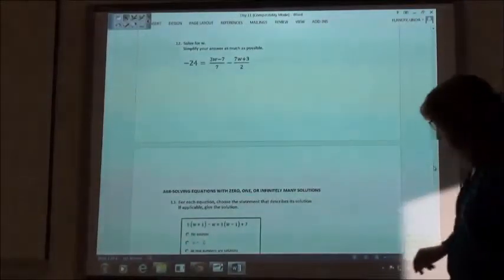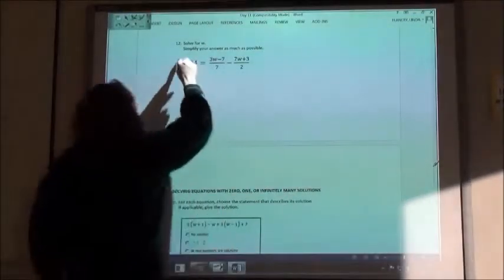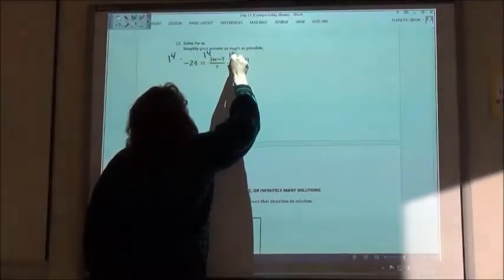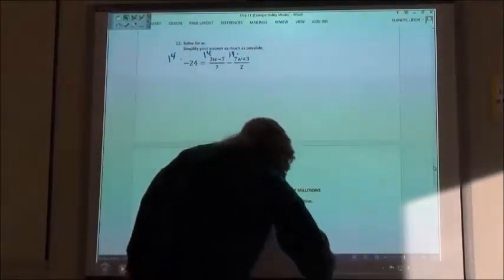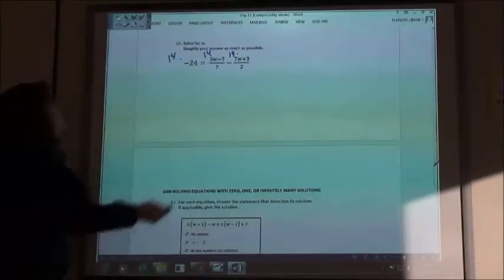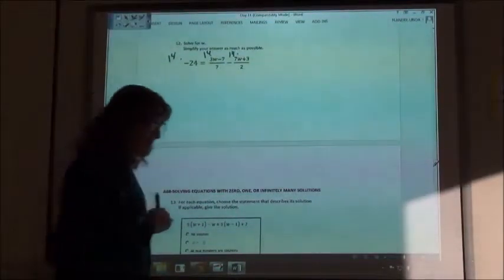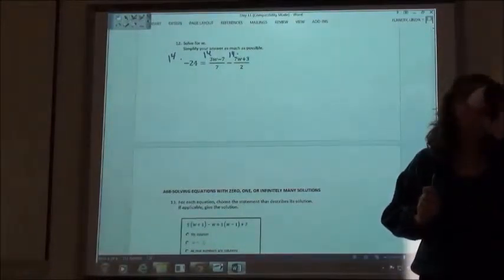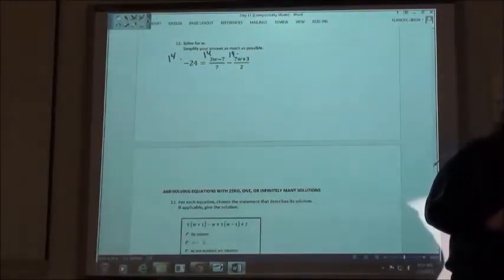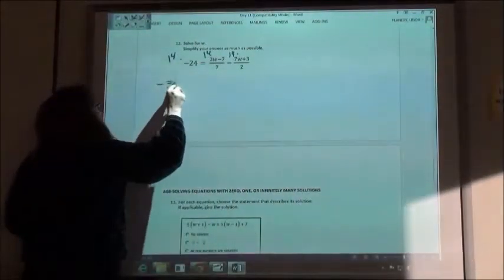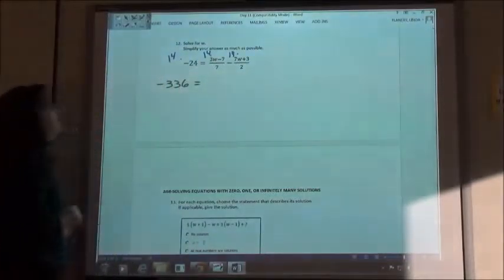So that one's going to be 14. So 14 times negative 24, negative 10. Times? Yep, that's what we're doing, multiplying everything times 14. 14 times 24 is 336, so minus 336.